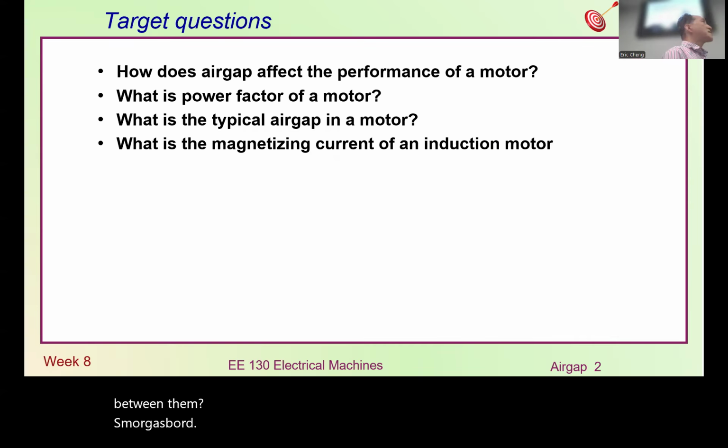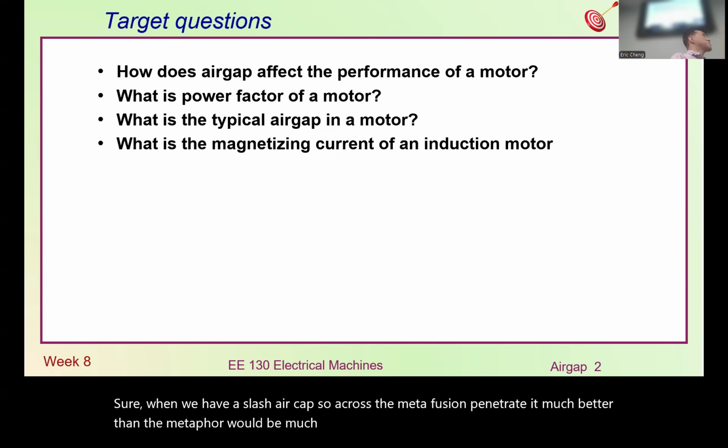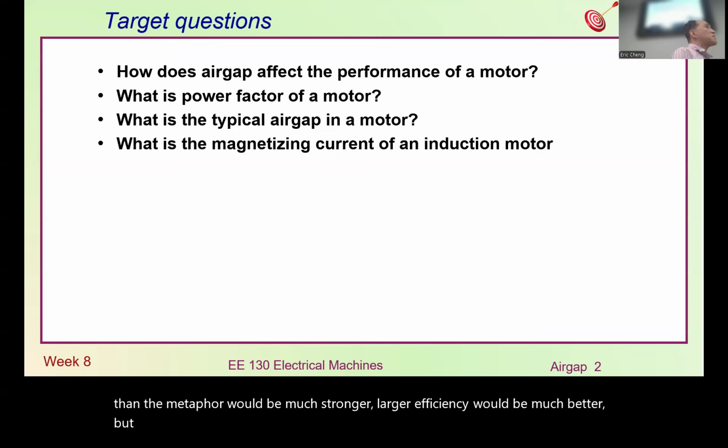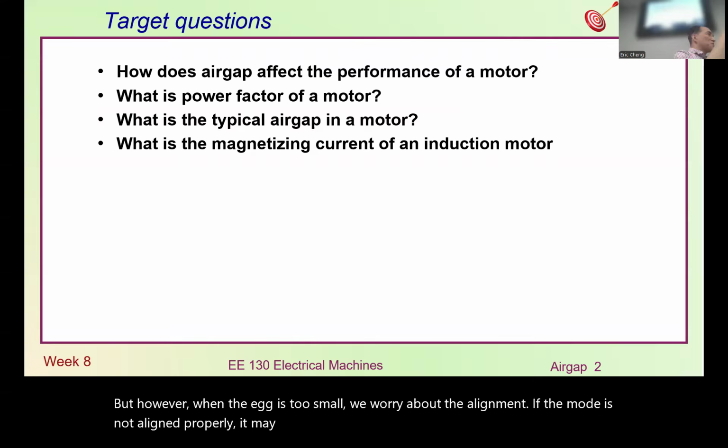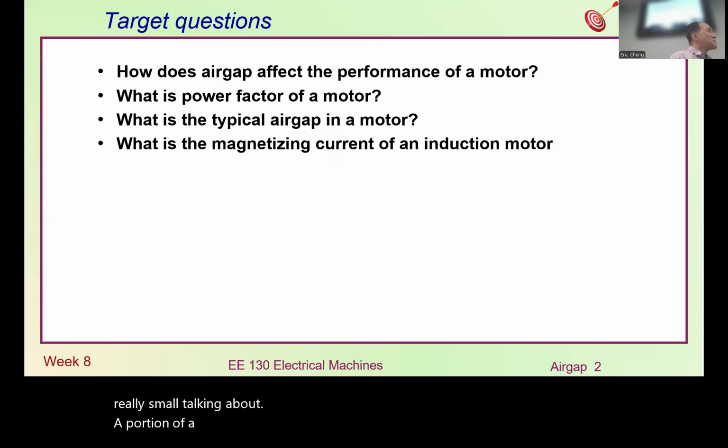True, when we have a smaller air gap, of course the magnetic field can penetrate much better. Then the magnetic field will be much stronger, and efficiency will be much better. However, when the air gap is too small, we worry about the alignment. If the motor is not aligned properly, the stator and rotor may touch. If the air gap is really small, a fraction of a millimeter, the alignment needs to be very precise.